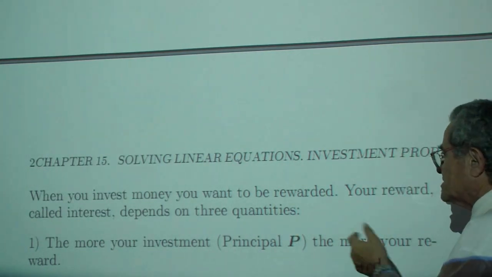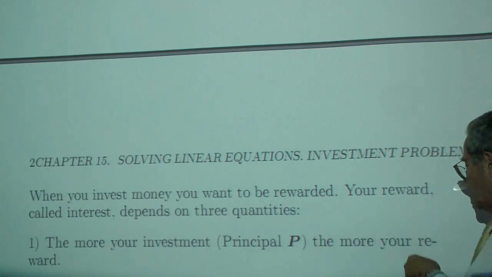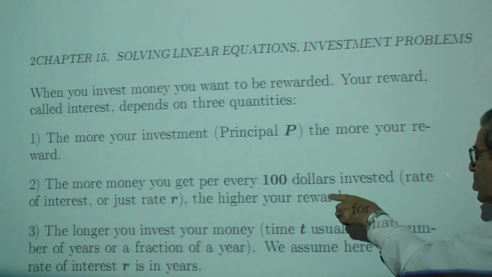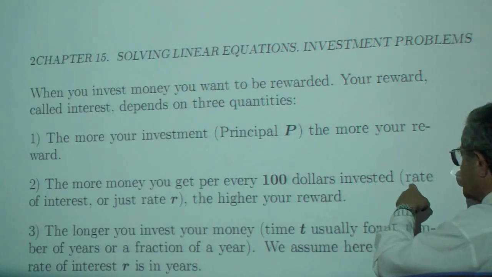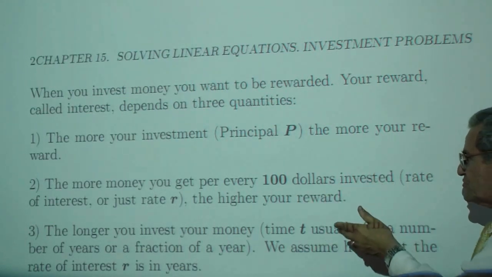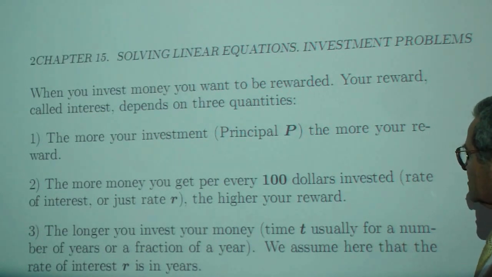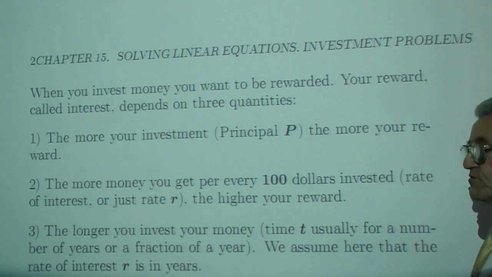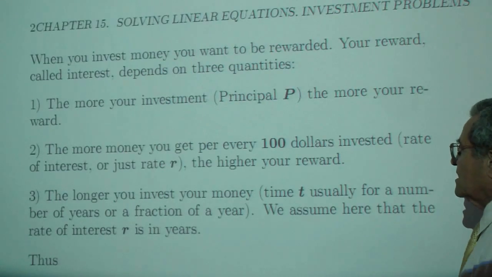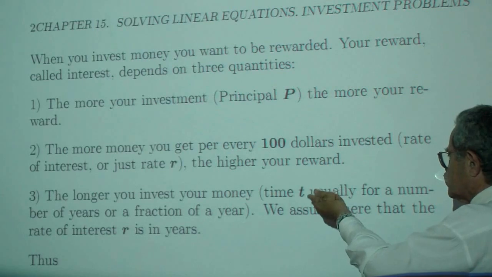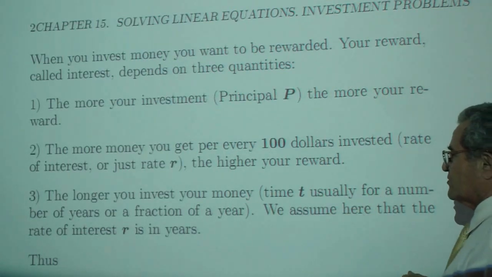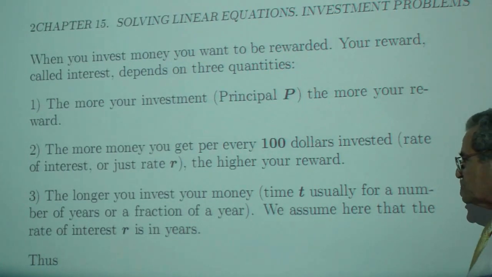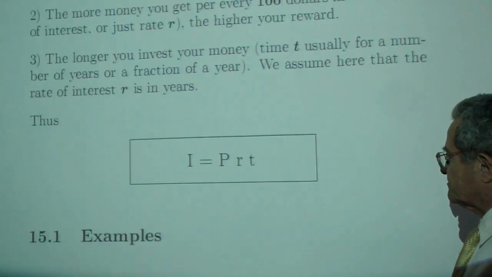Number one, the principal, which means the more you invest, the more you get as a reward. And number two, the more money you get for every $100 invested. That's the rate of interest, or just the rate, call it R. The higher that, the higher your reward. Your reward is called interest. The longer you invest your money, the time t, usually a number of years or a fraction of a year, we assume that the interest is in years.